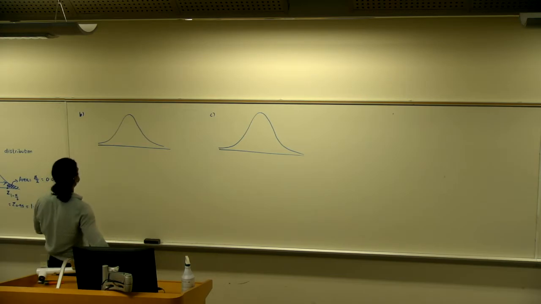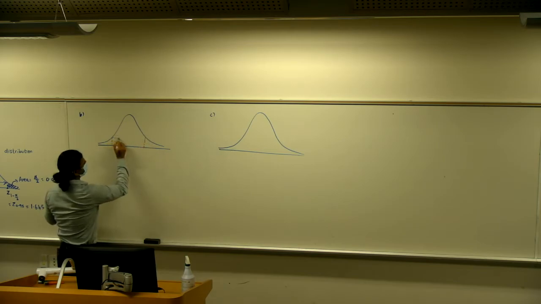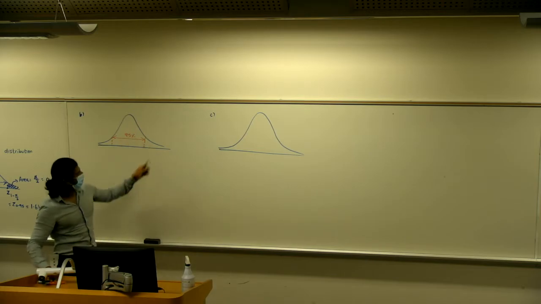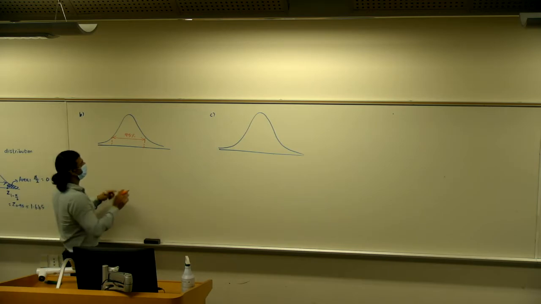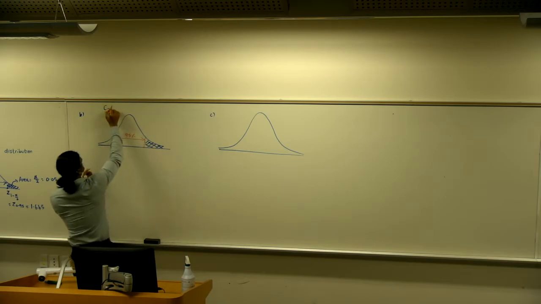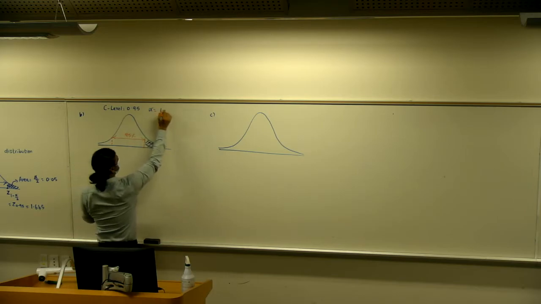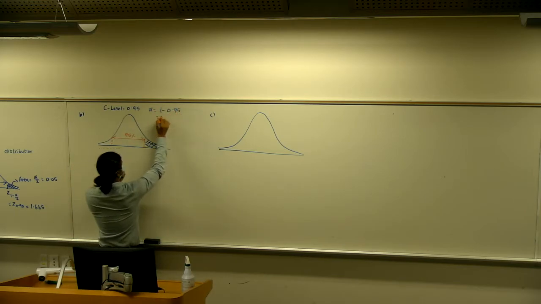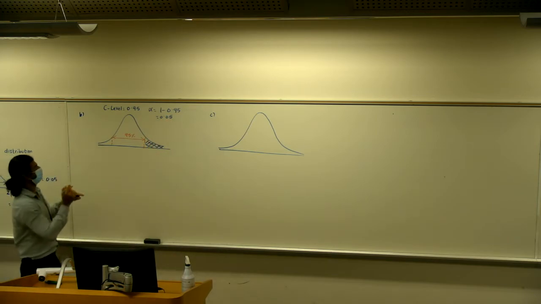Second, part B, 95% in the middle. So that would imply the area of each tail is 0.025, or 2.5%. So if the confidence level is 0.95, alpha is 1 minus 0.95, which is 0.05. The area on either side is alpha divided by 2.